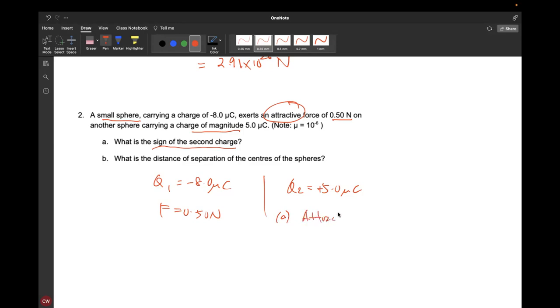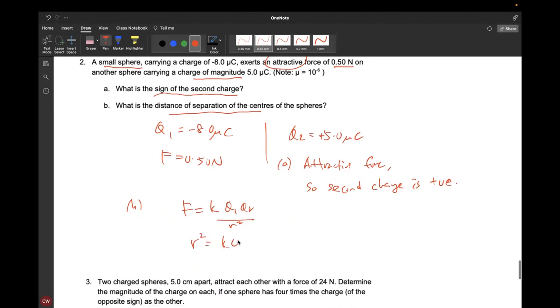Attractive force. So the second charge is negative, positive. Okay, because it's attractive. B, find the separation between them. We have F equal to K Q1 Q2 over R square. R square will be K Q1 Q2 over F. R is the square root of K Q1 Q2 over F.